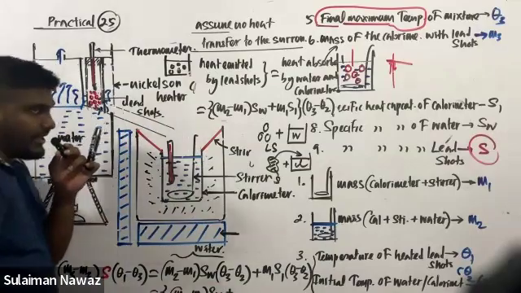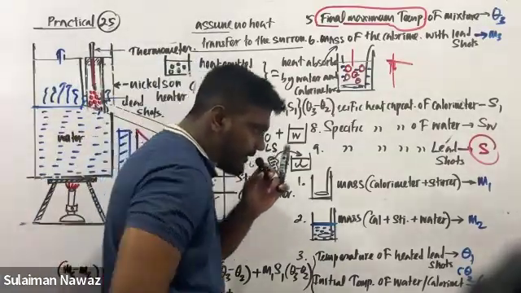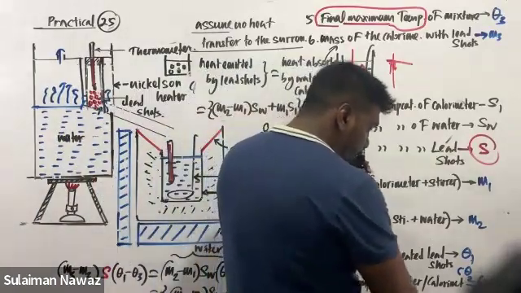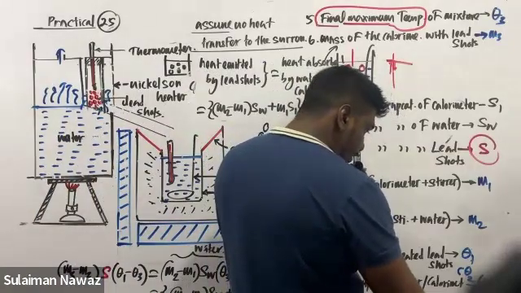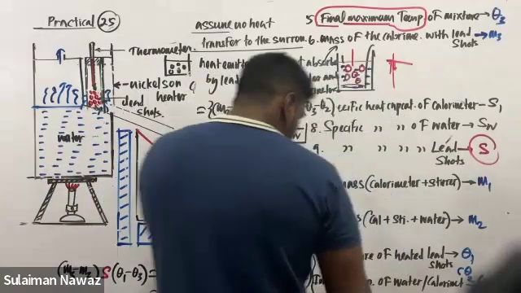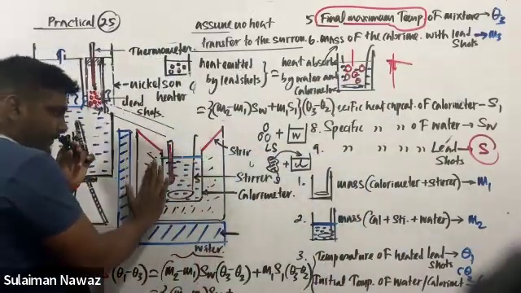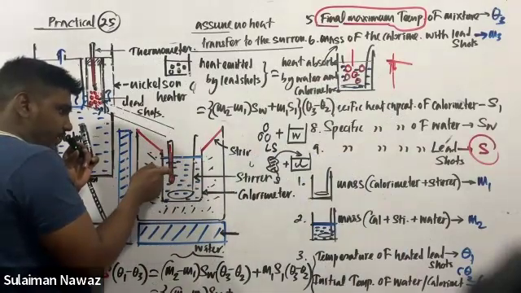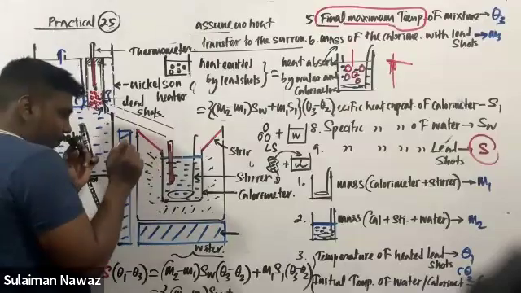Next one is radiation. Point number three: the surface of the calorimeter is polished to minimize the heat loss from radiation. If the surface of the calorimeter is well polished, we can reduce heat loss by radiation also. Keep that in your mind.